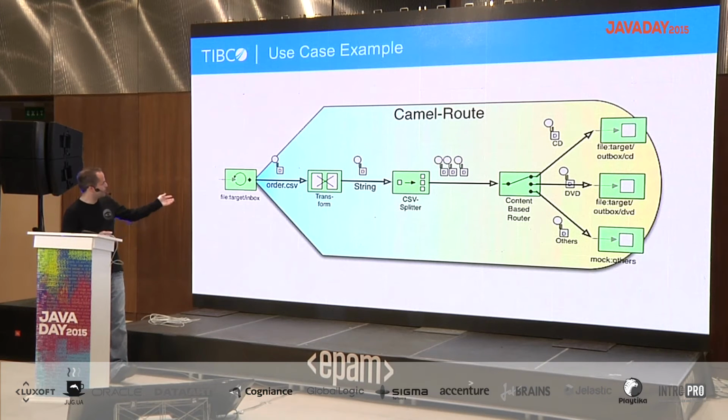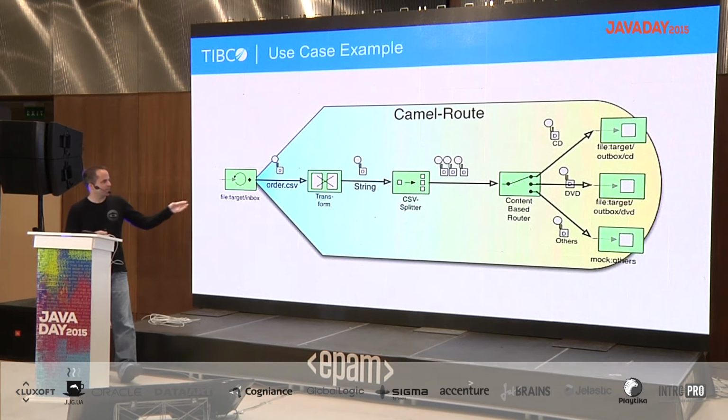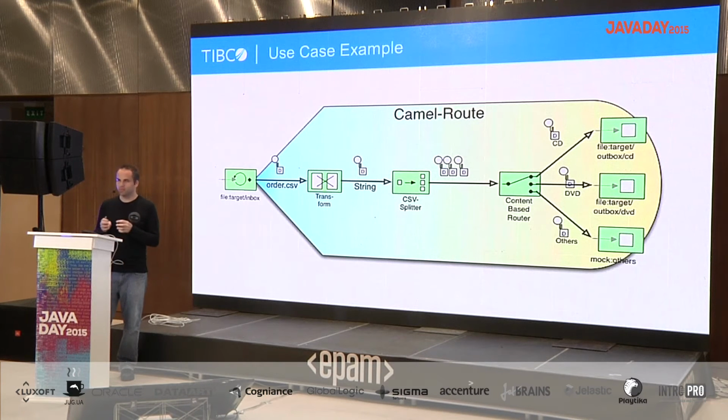Now in this example on the left side you have a file folder where you get your orders in CSV files, and then you use the transform pattern to make transformations to these files, because for example you have to change the XML structure or something like this, and then you use the splitter, in this case the CSV splitter, so you have a file format CSV, comma separated, and you are splitting this up into the single items, and then you use again the content-based router, and depending on your expression you either send it to the CD folder, to the DVD folder, or to the others folder in this example.